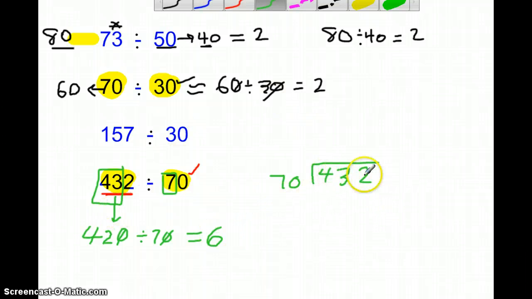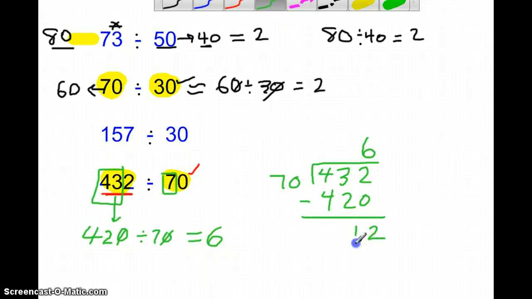So we change 432 to 420. So now we're going to put the 6 here. 6 times 70 is 420. So we subtract and we have a remainder of 12. Okay, everybody with me?